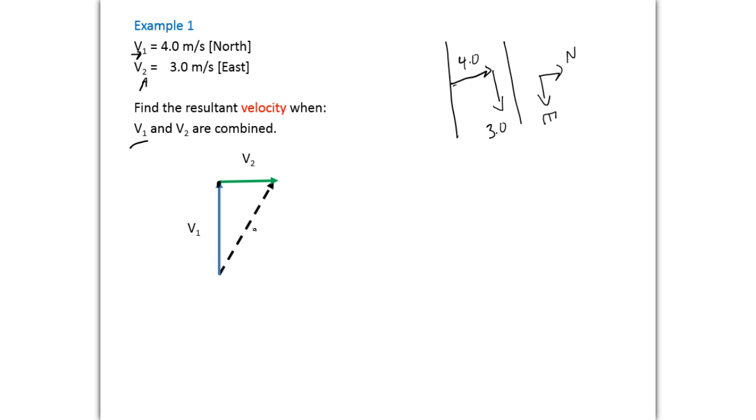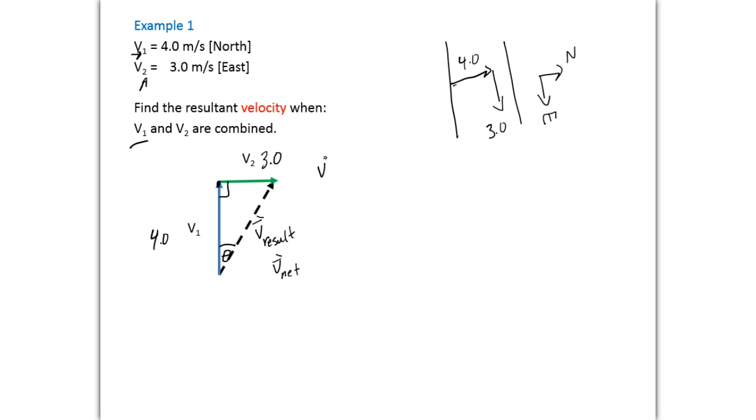So we need to know the velocity of the resultant vector, or we may also refer to that as the net vector. And remember, the arrowheads are important because they're vectors. And for a vector, you also have to know the angle. So if we just fill in our numbers, we know that this is 4.0, this is 3, and if they combine at right angles, you can use the Pythagorean theorem to find the resultant velocity.